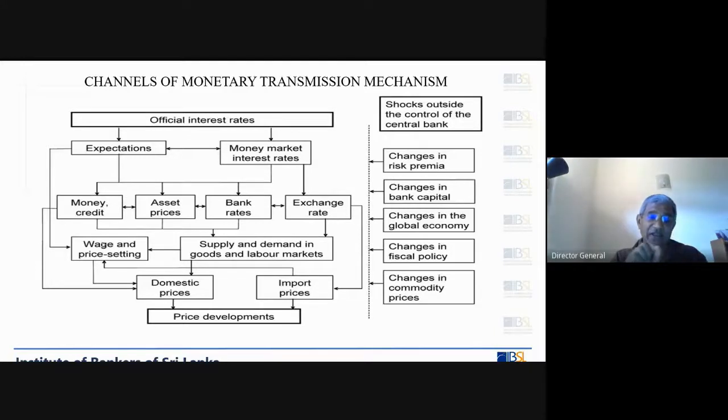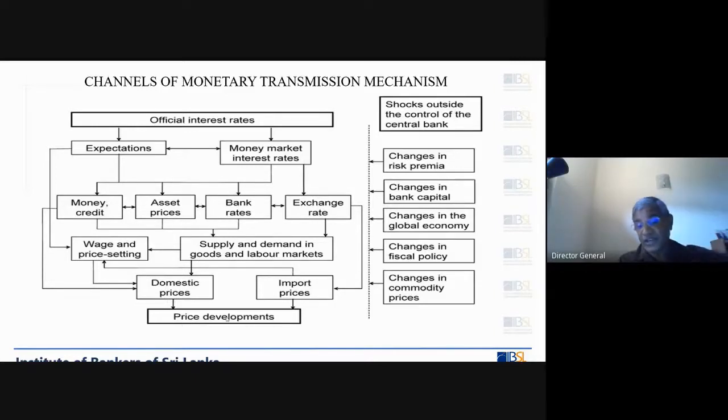Then naturally, the baker will adjust his selling prices a little higher. So that is coming from the cost side. Earlier, it came from the demand side. Final outcome is domestic prices will start rising. Okay, then this price development is that domestic prices will start rising.